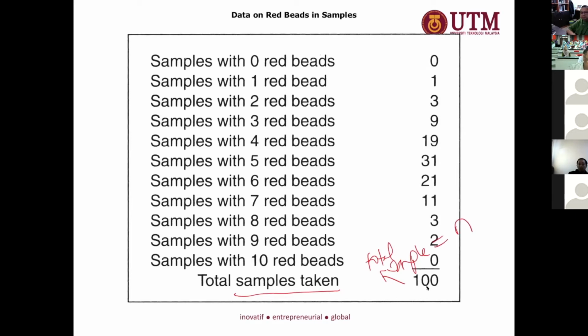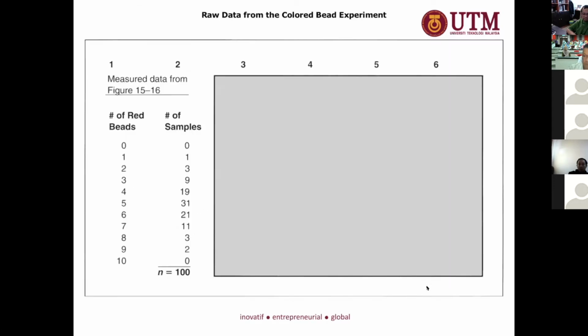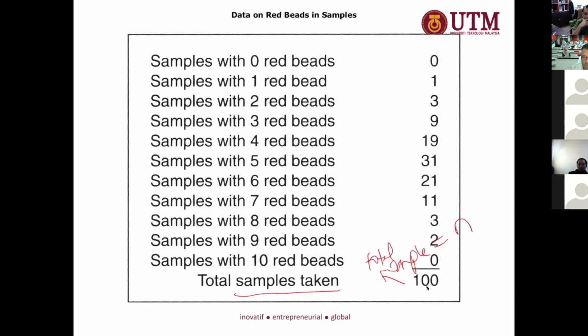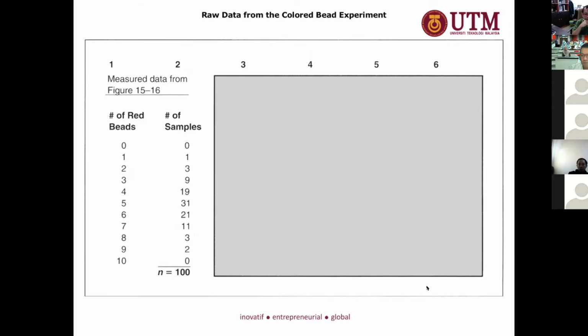Sample, we label it as N, small n. So we write down this information this way. How many rate bits? How many samples? Total sample is 100. Then we want to know the population, the total rate bits, total dots for all the samples. That's what we want to know.